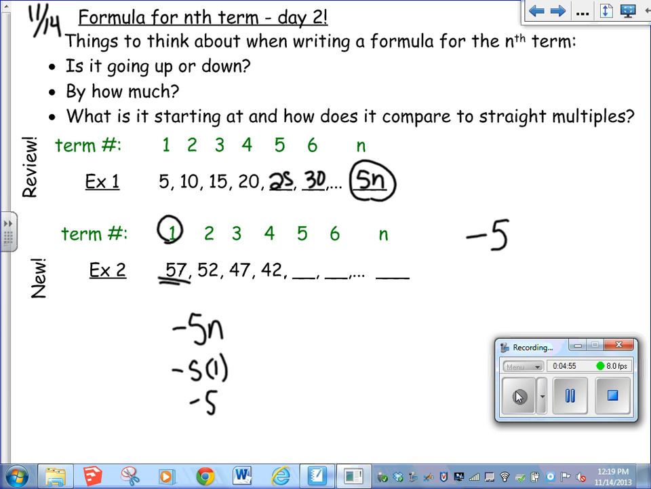Michael? Well, can I just say our formula? So what do you think? Well, ours was -5n plus 52 minus, in parentheses, 5 times 2. I think it works. It works. So cool.